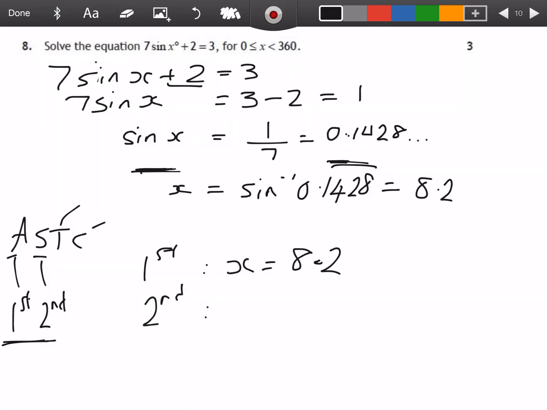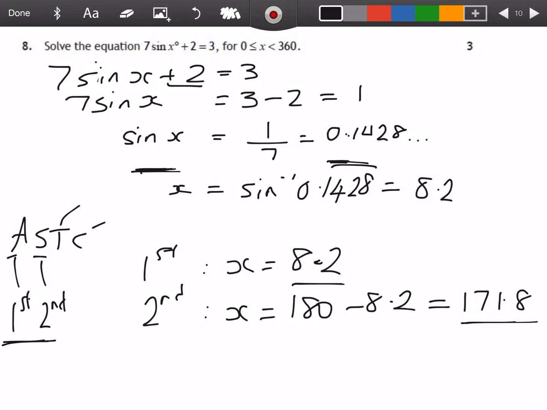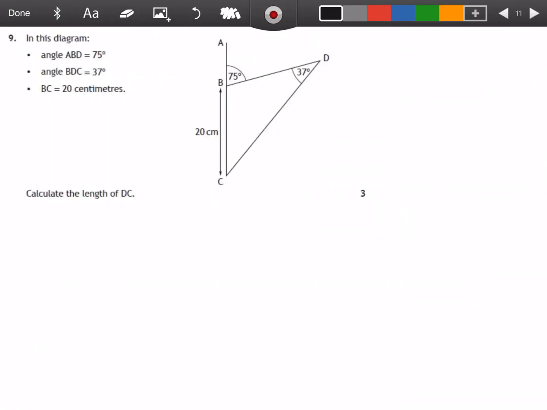How do you get the second quadrant answer? Well, you do 180 minus the first quadrant answer, which is 171.8, we'll say. Doesn't mention anything about rounding, so that'll be fine. Okay, these are actually x, they're angles. You wouldn't lose a mark if you didn't put in degrees though, so don't worry.